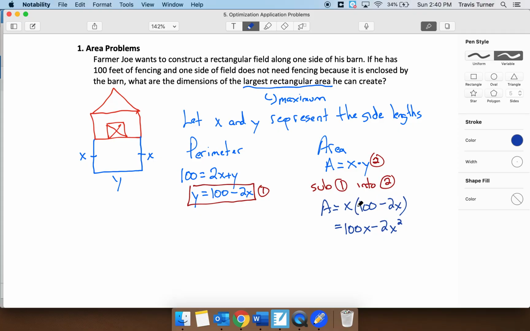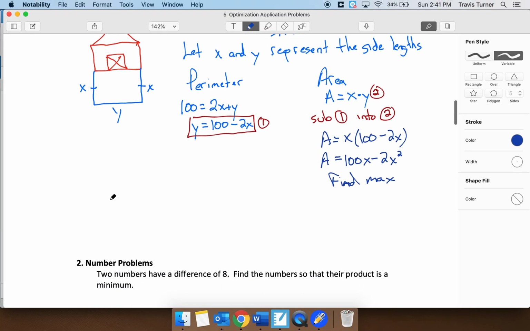So again, it wants the largest, the maximum area. So if I set this up, I want to find the max, or at least the x value of when that max occurs. So in order to do that, I need to find the axis of symmetry. So that's our negative b over 2a.